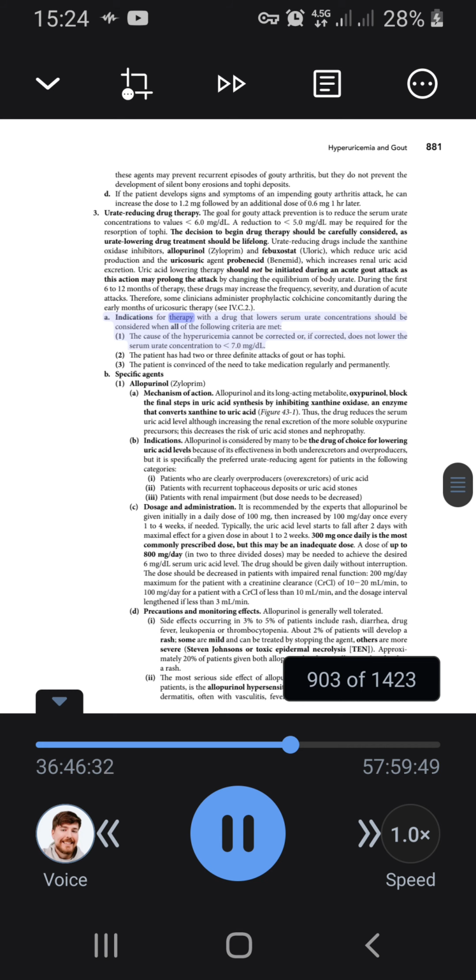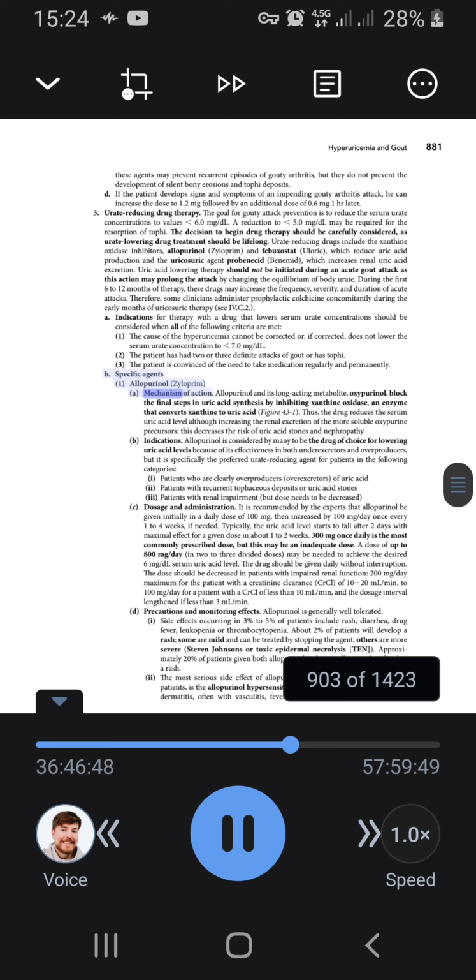Indications for therapy with a drug that lowers serum uric concentration should be considered when all of the following criteria are met. 1. The cause of the hyperuricemia cannot be corrected or, if corrected, does not lower the serum uric concentration to 7 milligrams. 2. The patient has had 2 or 3 definite attacks of gout or has tophi. 3. The patient is convinced of the need to take medication regularly and permanently. B. Specific agents. 1. Allopurinol, Zyloprim.